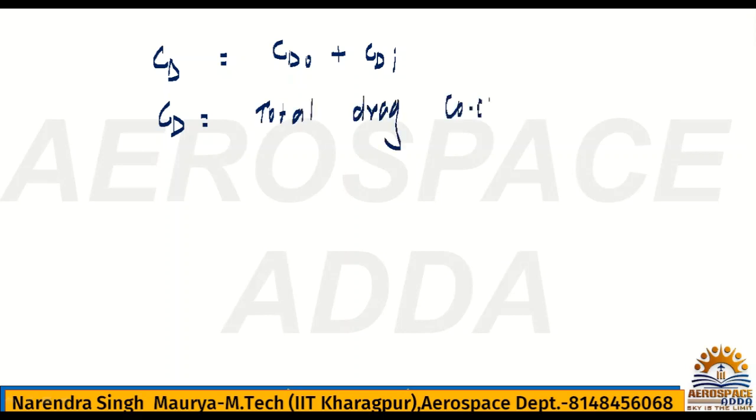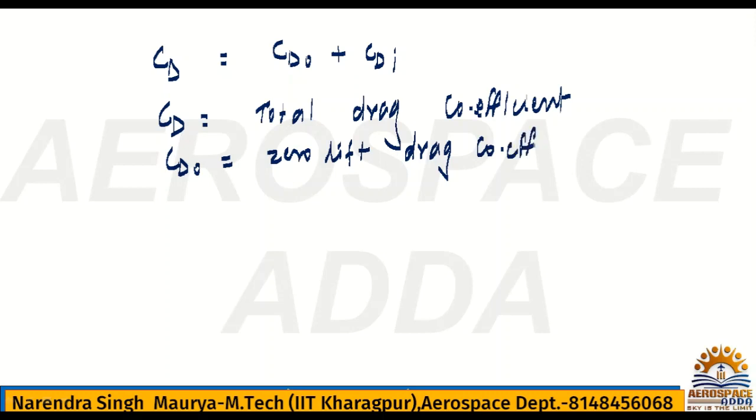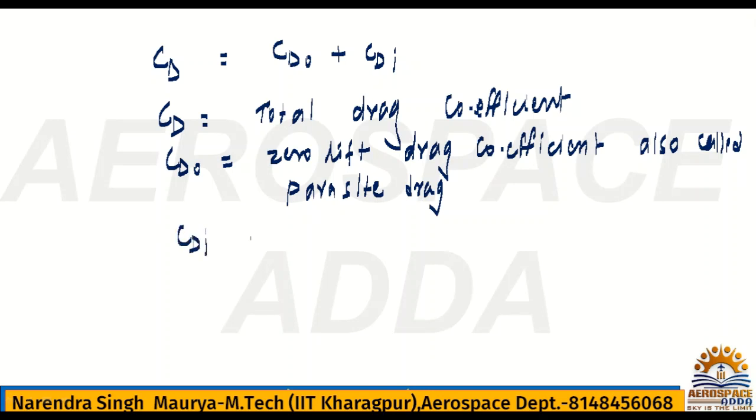Total drag coefficient. Okay, CD naught is the zero lift drag coefficient, also called parasite drag. Okay, what is the CDI?